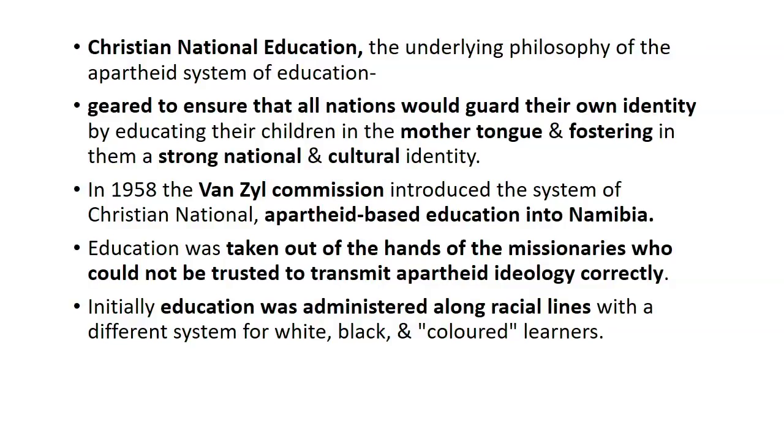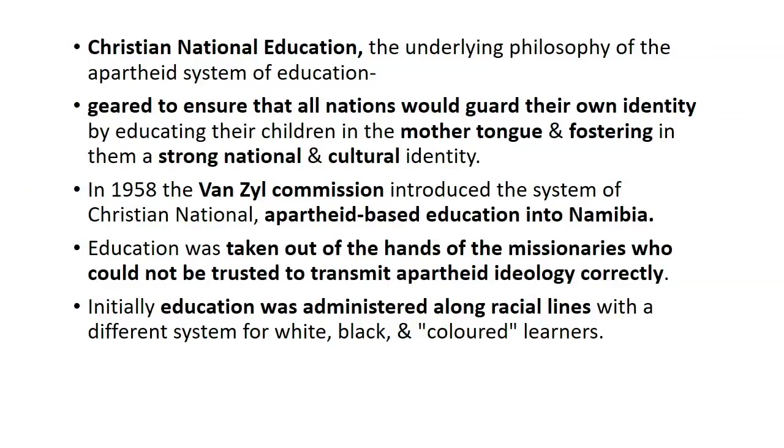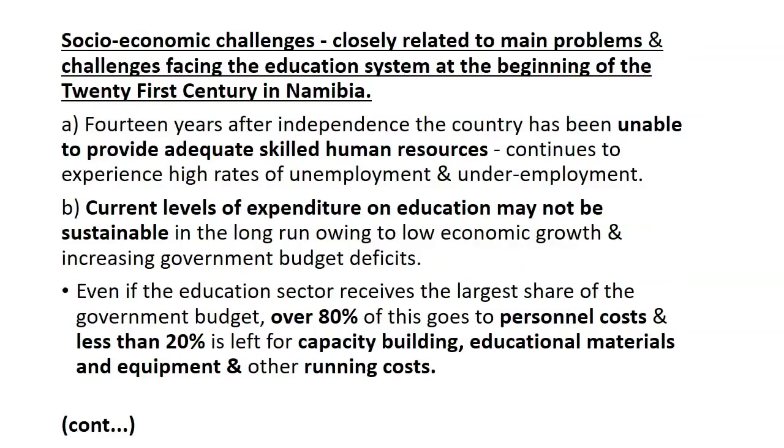Then in 1958, the Van Zyl Commission introduced the system of Christian national apartheid-based education into Namibia. So it was taken out of the hands of the missionaries, who they felt could not be trusted to transmit the apartheid ideology correctly. Initially, education was administered along racial lines with a different system for white, black, and colored learners. So this then had a tremendous effect on the education.